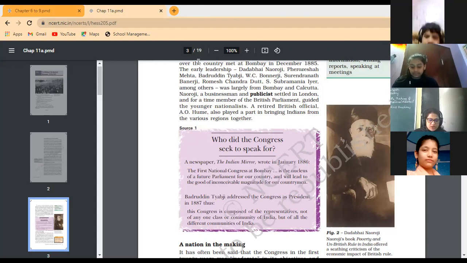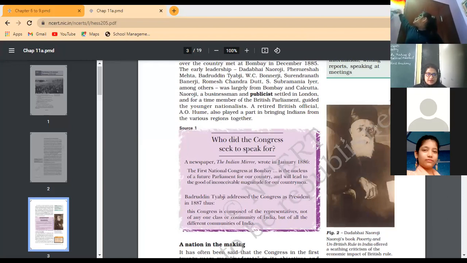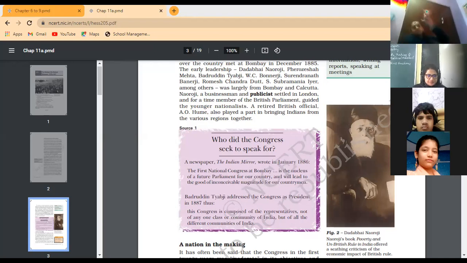Now, next question. Who was the Viceroy of India at the time of the partition of Bengal? Now, first you tell me what was the Arms Act? Yes, Raghav Suneja. Explain the Arms Act. Turn on your camera and tell me what was the Arms Act. Priyanshi.